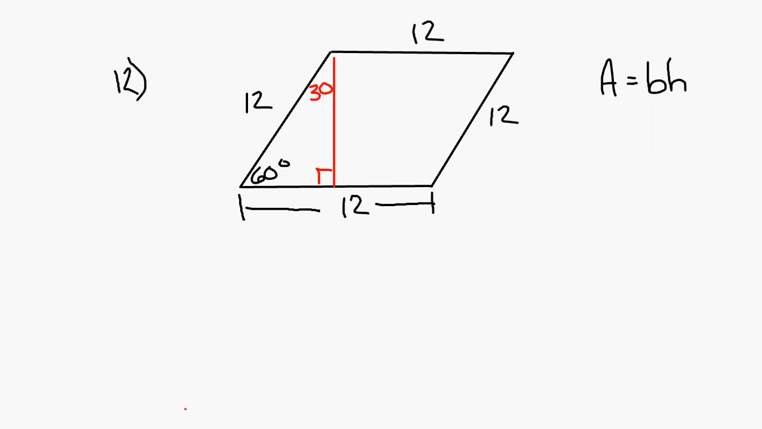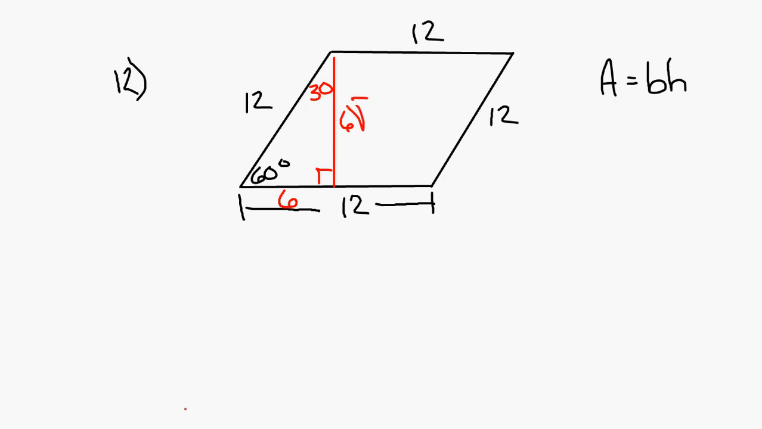In a 30, 60, 90, we need this piece right here now. We need the long leg, okay? The long leg is equal to the short leg times the square root of 3. The short leg is equal to half the hypotenuse. So 12 divided by 2 is 6. There's your short leg of that right triangle. 6 radical 3 is the height or the long leg of that right triangle.